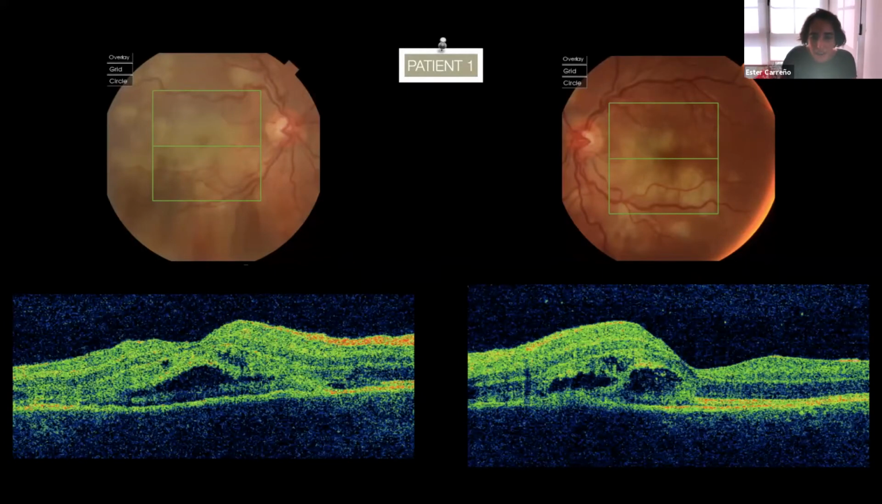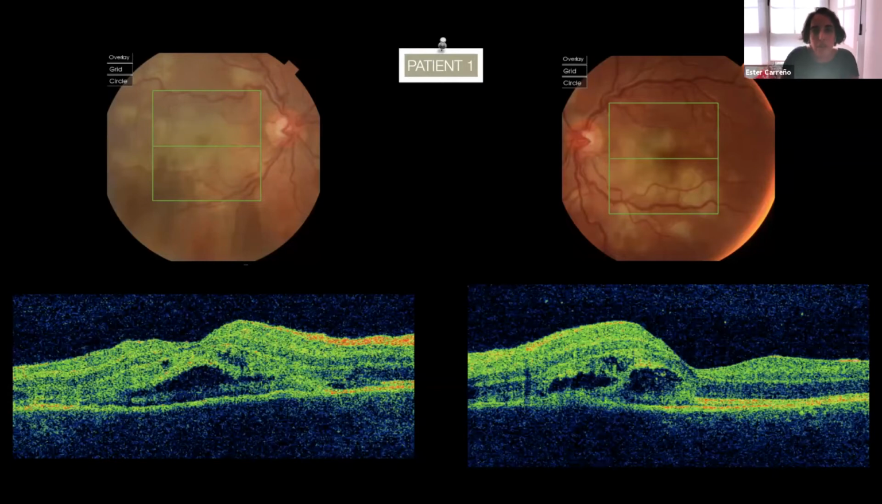And I don't know what first diagnosis comes to your mind, but the first diagnosis that came to the mind of the person who saw this patient first was VKH, because you have subretinal fluid and headaches, so it could be a VKH.